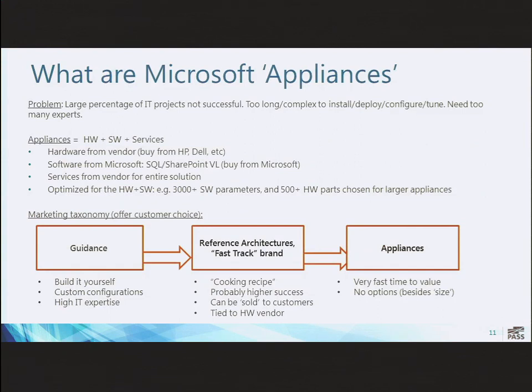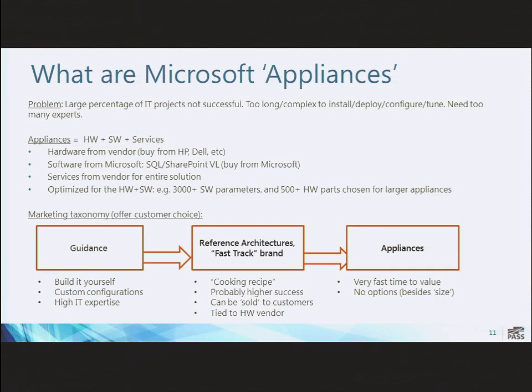So you can take the track here of we have a lot of things that we need to configure, deploy and tune: the hardware, the software, the services. You can see here there are 3,000 software parameters and 500 hardware parts to choose from. On the left side, you can use the guidance where you build it yourself. As I mentioned earlier, that could take months and you could wind up without a good solution.